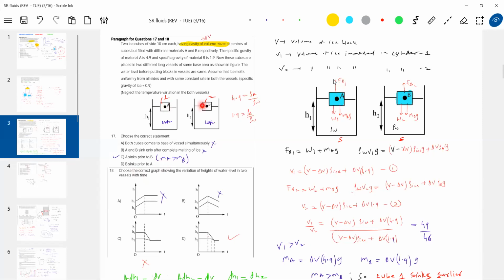Who will sink first? That's what it's telling. First of all, the ice will start melting. We'll see that. What about the volume immersed? What is V1? What is this quantity? Buoyant force, FB1, W1 by MAG. What is MAG? Weight of the material in the cavity. W1 is weight of the ice. Similarly, same thing here also. For equilibrium initially at T equal to 0, the buoyant force should balance the weight of the ice plus weight of the material in the cavity.